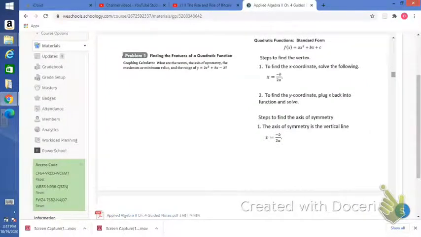Alright, so problem 1. What's the vertex, the axis of symmetry, the maximum or minimum value, and the range of y equals 2x squared plus 8x minus 2? Alright, we're going to first find the vertex and the axis of symmetry, and we're going to use these steps here to do so. The first thing you want to do is write down what your A is, what your B is, and what your C is.